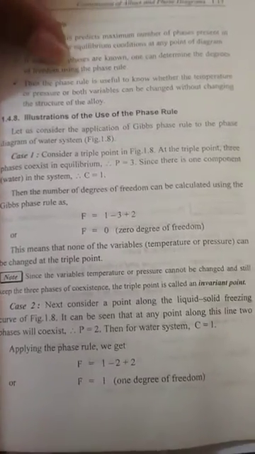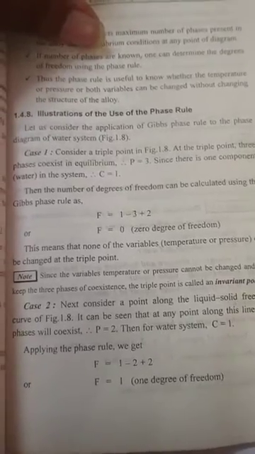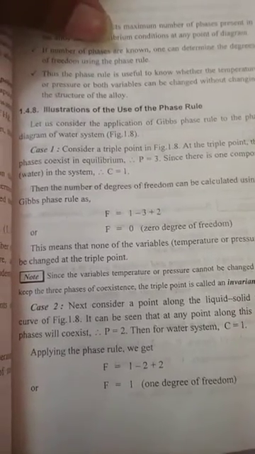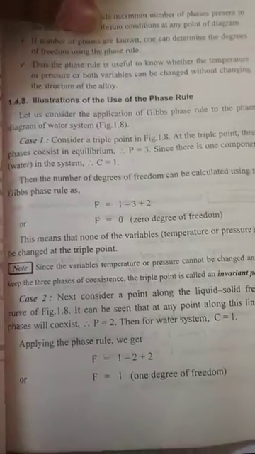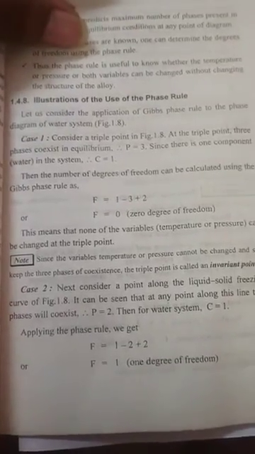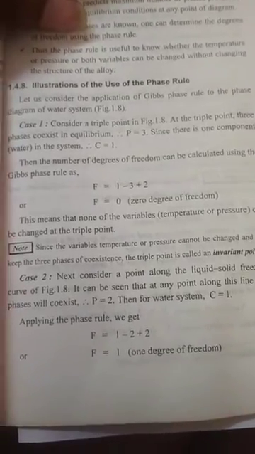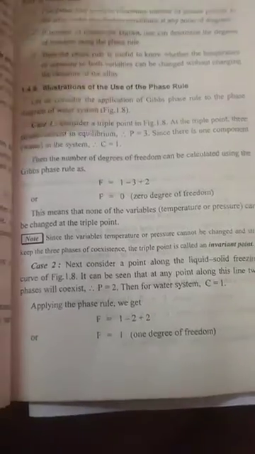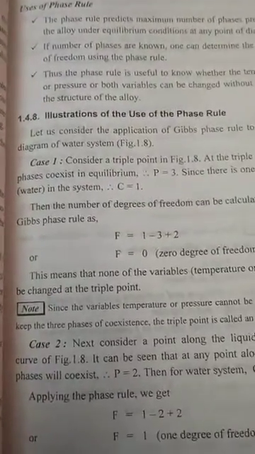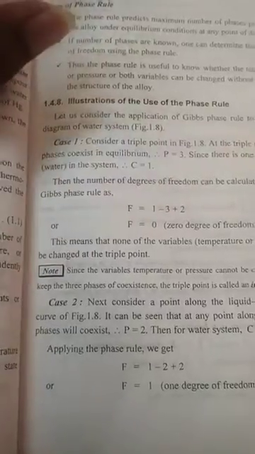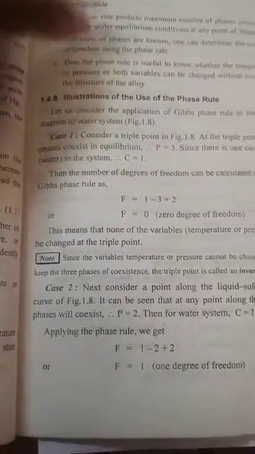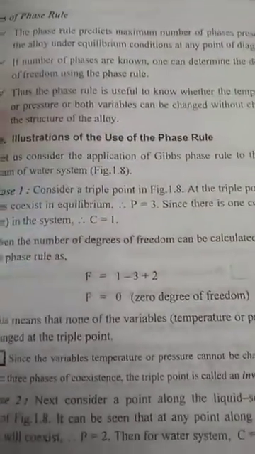And the next one: if the number of phases is known, one can determine the degrees of freedom. Thus, the phase rule is useful to know whether the temperature, pressure or both variables can be changed without changing the structure of the alloy. So what is the importance of the phase rule? The phase rule will help us to identify whether temperature, pressure or composition can be changed such that the structure of the alloy does not change and remains in the same equilibrium condition.